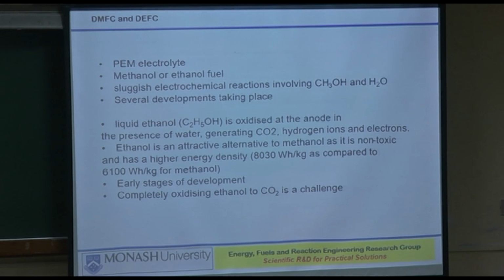The other one, liquid ethanol, can come from all sorts of agricultural sources. They are already made. You don't have to reinvent that wheel, and it is oxidized at the anode in the presence of water. Even though they are in early stages of development, they can be developed very quickly. As soon as you have a few of those running in your backyard, you can easily do those.